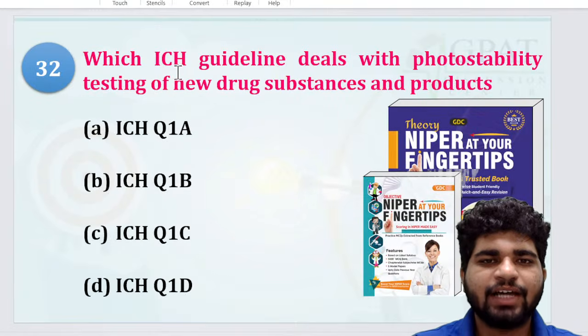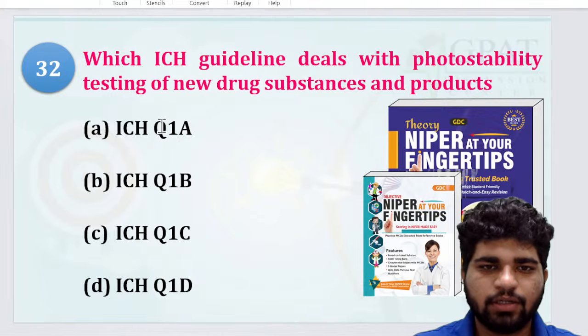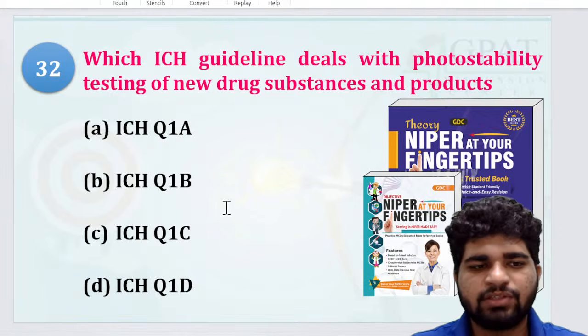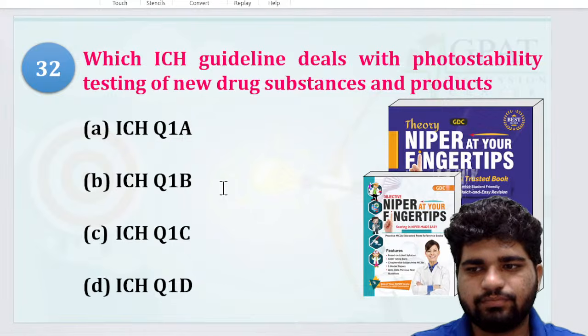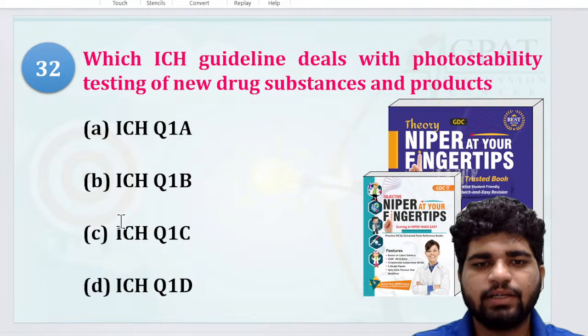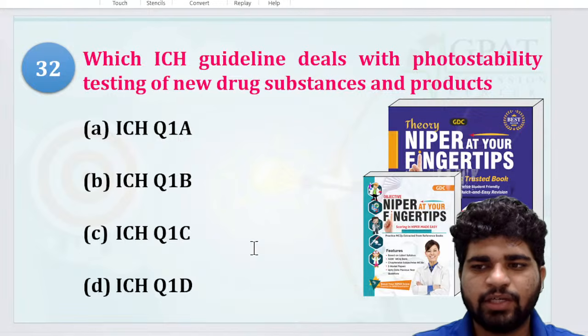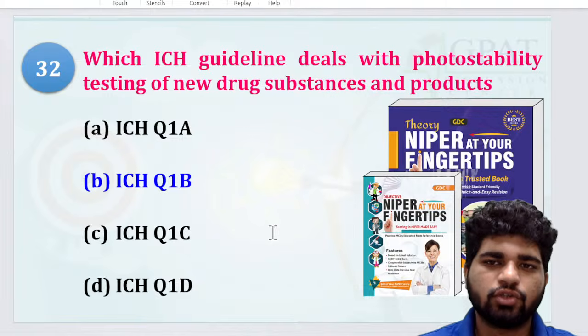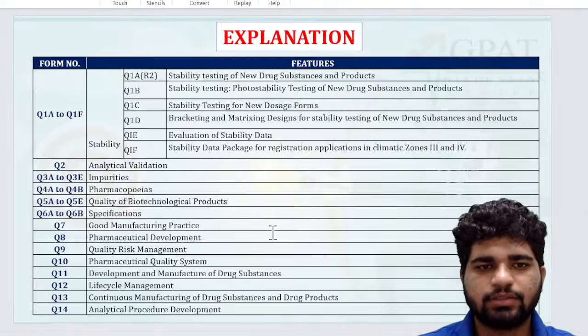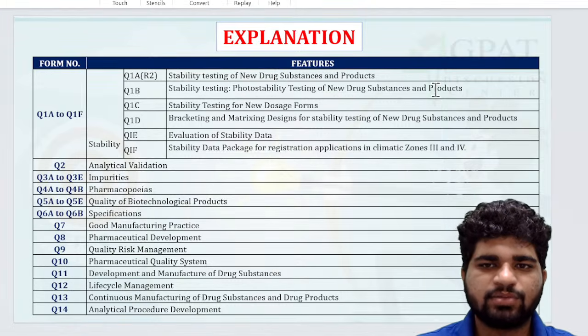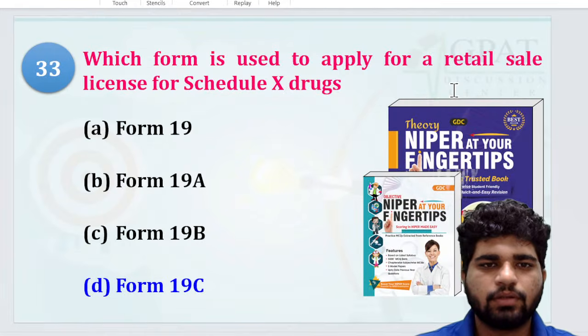Which ICH guideline deals with photostability testing of new drug substances and products? Q1A, Q1B, Q1C, or Q1D? That is nothing but ICH Q1B, photostability testing of new drug substances as well as products. Here you can see Q1B.